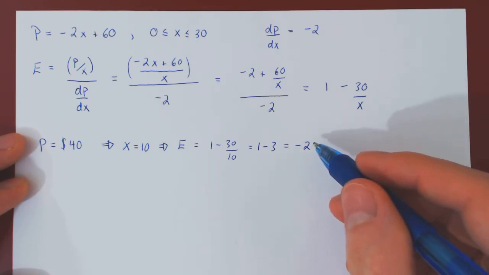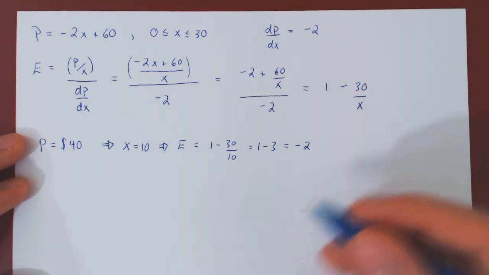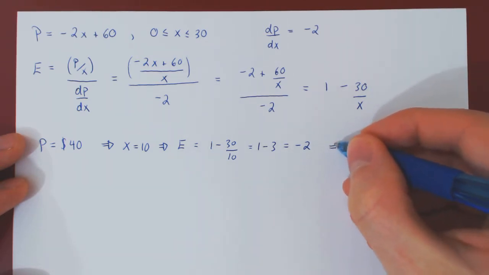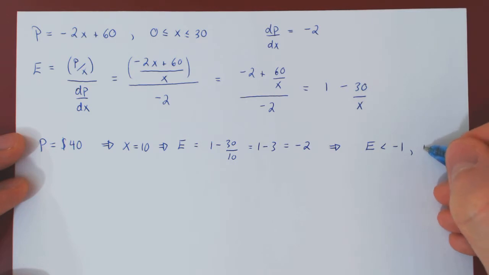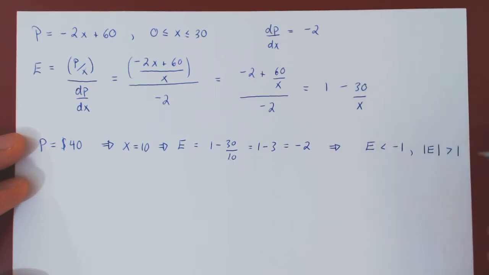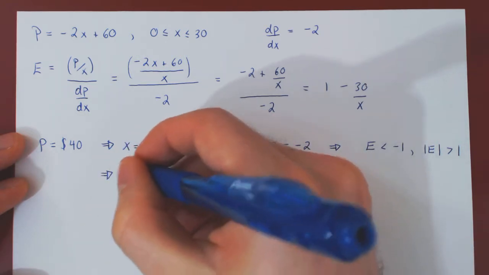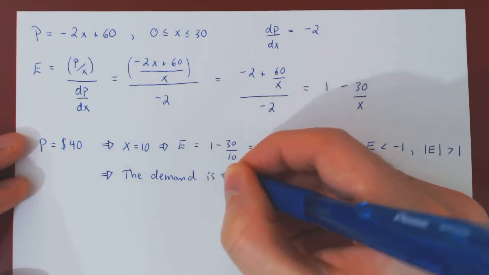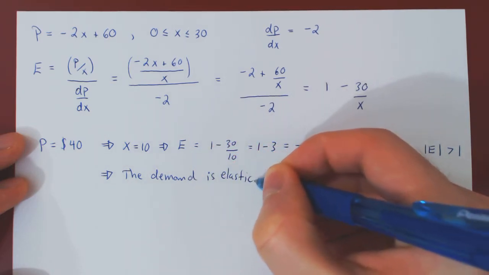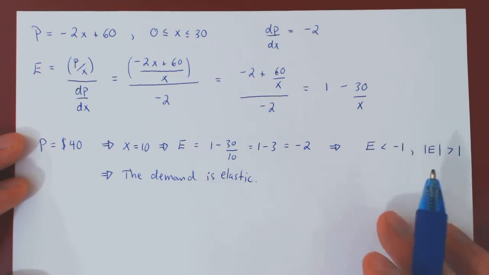Well, this is strictly less than, and there's two ways to view it. So you can say E is therefore strictly less than negative 1, or equivalently, that in absolute value, E is bigger than 1. So in this case, we have a demand that is elastic. So when the unit price is $40, the demand is elastic.